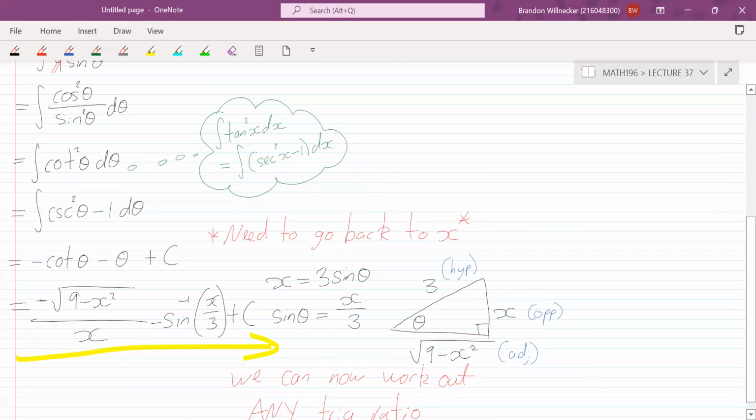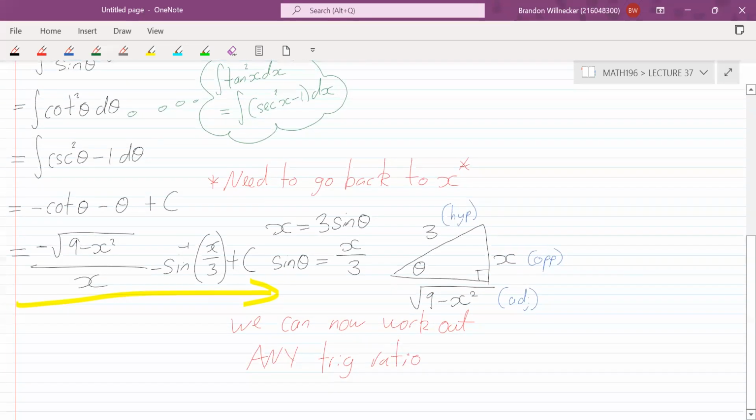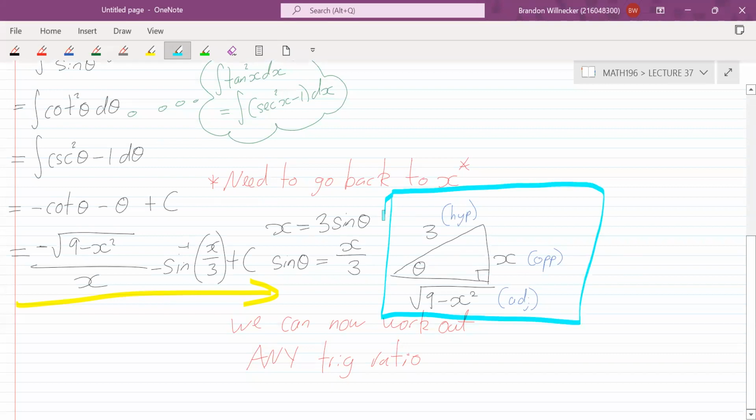We need to change from the theta variable back to the x variable. And the way that we do that is by drawing our trig triangle over here. Okay, once we've got the triangle, we can figure out any of the trig ratios. In this case, we had to figure out cot theta. Okay, but once we've got the triangle, it's really easy to figure out the ratios.